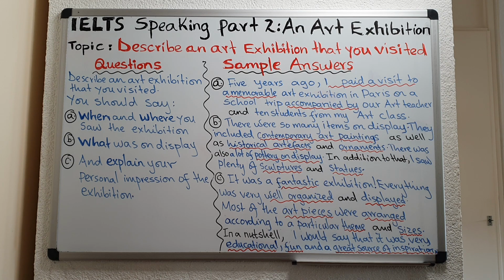And the last sample answer, it was a fantastic exhibition. Everything was very well organized and displayed. Compound sentence. Most of the art pieces were arranged according to a particular theme and sizes. Another compound sentence. In a nutshell, I would say that it was very educational, fun, and a great source of inspiration. That's also a compound sentence. So if you're aiming for a band 8 and a band 9, use a lot of compound and complex sentences in your answers.